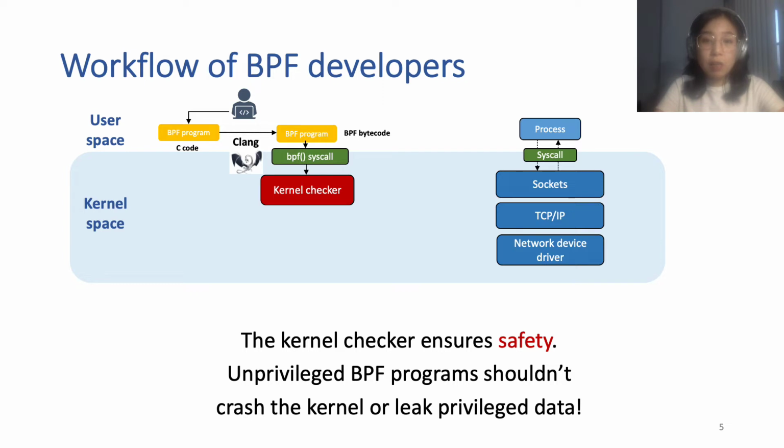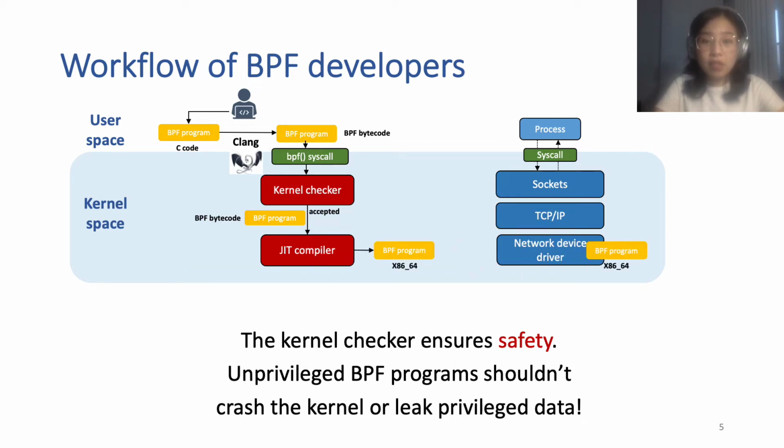BPF enables unprivileged user code to run directly in the kernel context. Hence, the checker is crucial to ensure that malicious or buggy user code cannot crash the operating system or leak any privileged data. The checker proves safety by doing a static analysis over the bytecode. If the bytecode is accepted by the checker, a JIT compiler within the operating system will convert it into native machine code. Finally, the program can be executed within the network device driver.